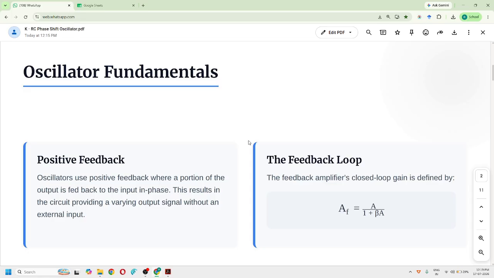So, oscillator fundamentals. Oscillators are basically positive feedback amplifiers where the feedback signal is going to add with the existing signal, and the feedback loop gain formula is AF equal to A by 1 plus beta A. So here the denominator has 1 plus beta A, where beta is the feedback factor and A is the gain of an amplifier. So definitely the output gain is going to be increased.